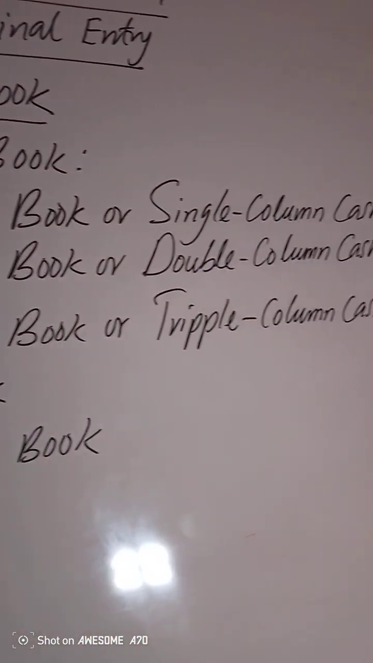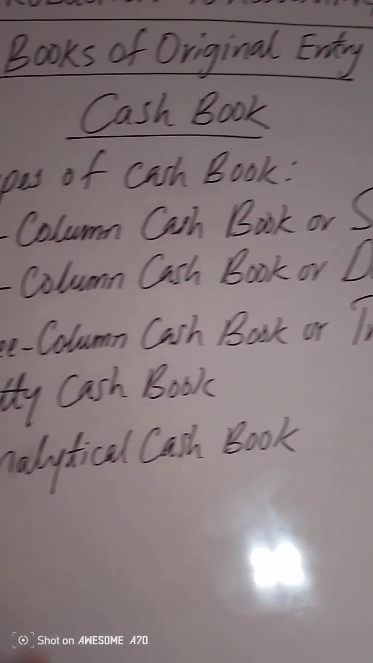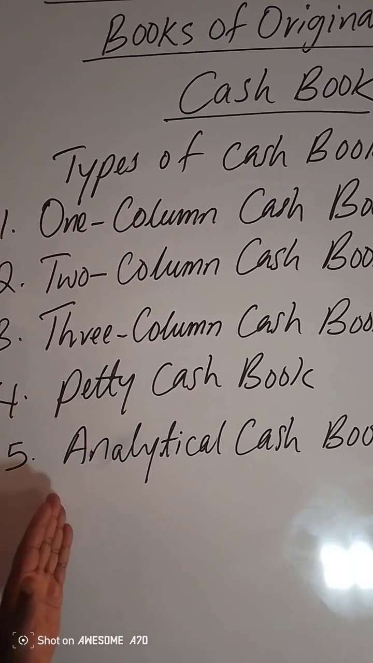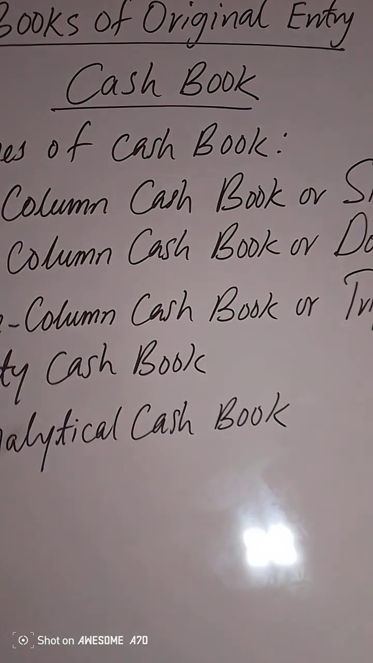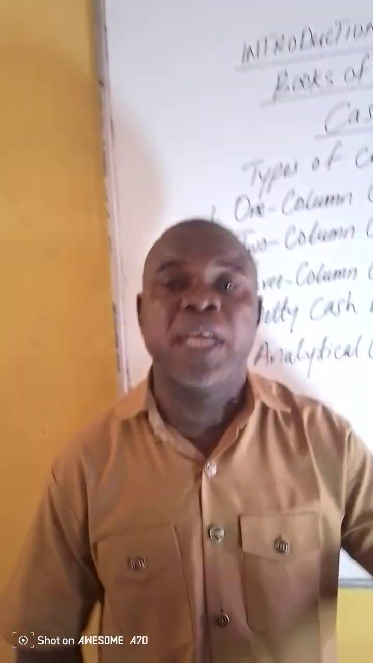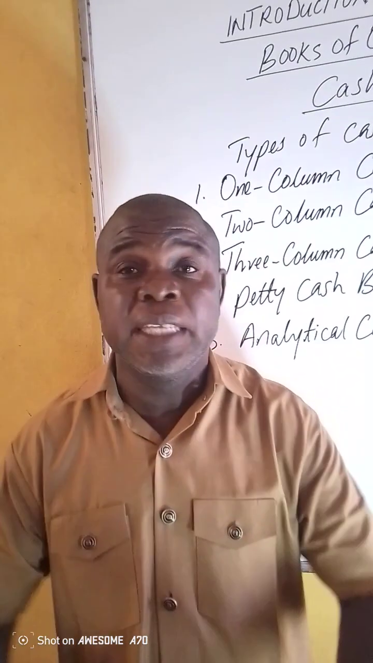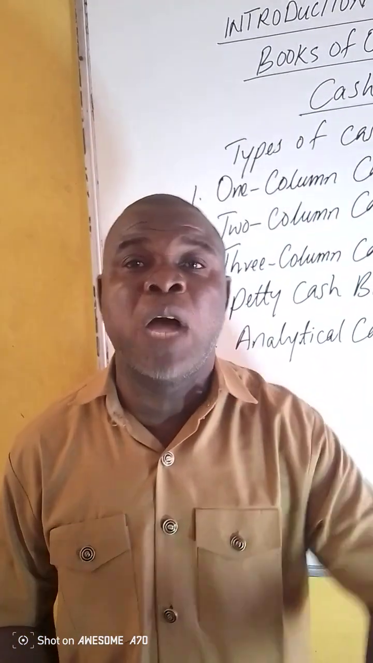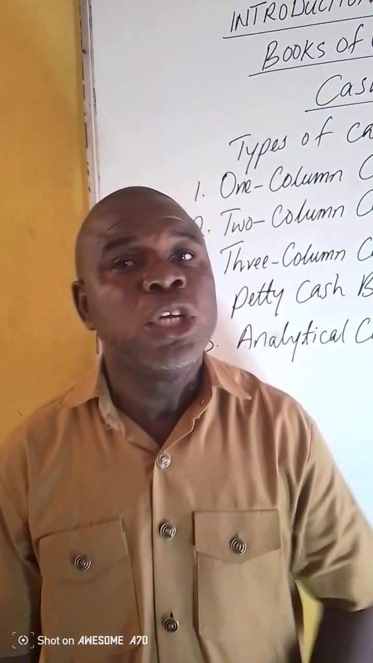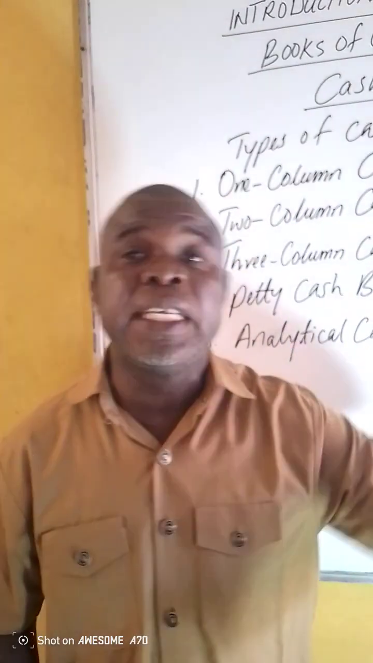Today, I want to emphasize that we may be placing much attention on the CASHBOOK. We'll be looking at the 3-column CASHBOOK, the petty CASHBOOK, and the analytical CASHBOOK. Because by looking at the 3-column CASHBOOK, we cover the 1-column and 2-column, which are easier. So my emphasis will be on treating the 3-column CASHBOOK. If you are able to appreciate and understand the 3-column CASHBOOK, you don't have any issue doing the 1-column CASHBOOK with just the cash, and you have no issue treating the 2-column CASHBOOK.